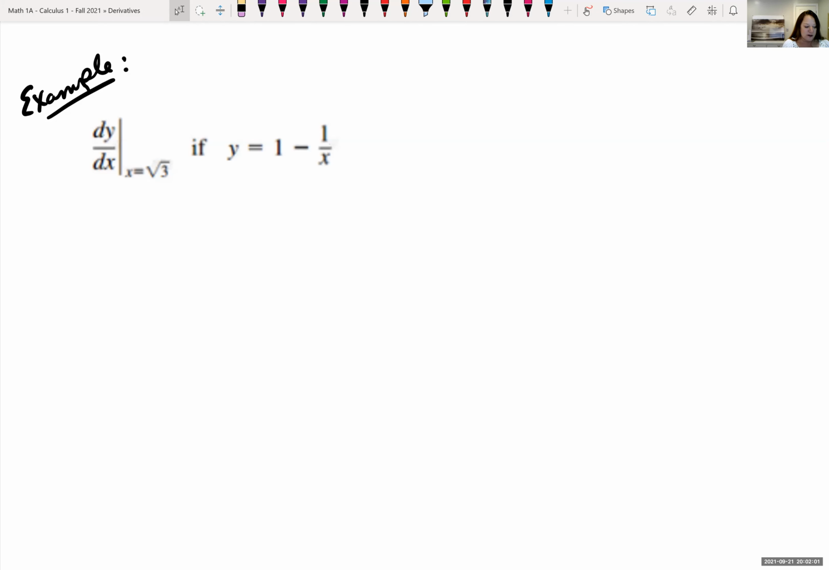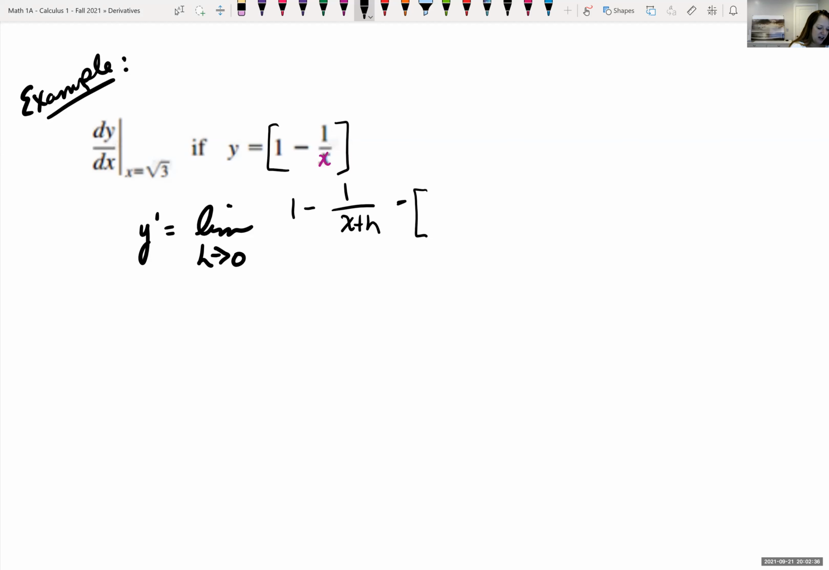So we need to find the derivative of y. So recall that the derivative of y, so y prime, is going to equal the limit as h approaches 0 of this. We're looking at the f of x plus h, so plugging in x plus h wherever we see the x. And so we're going to have 1 minus 1 over x plus h minus our f of x function, or in this case, y. And so if we subtract that function off, I have 1 minus 1 over x all over our h value.